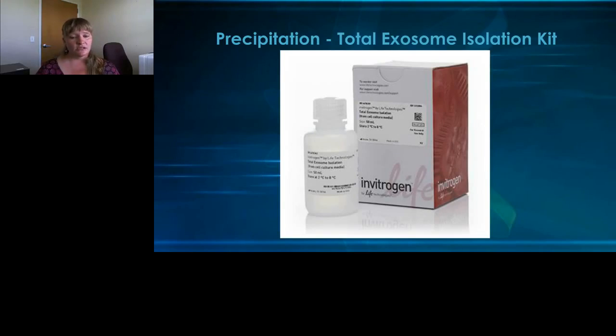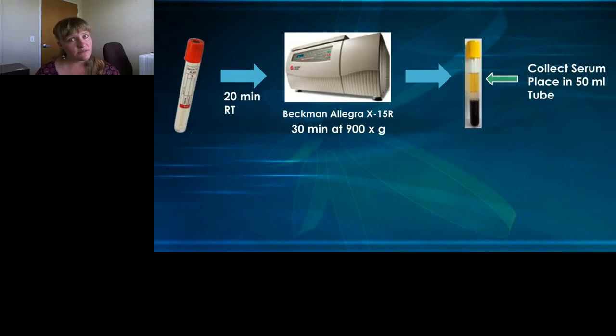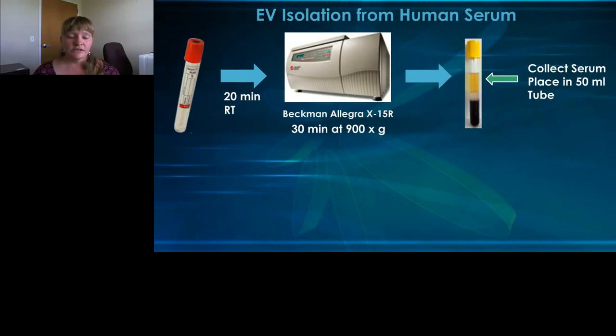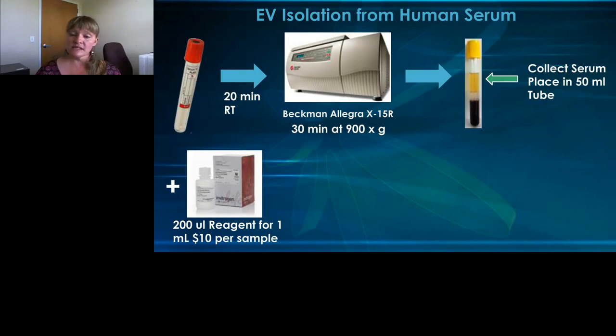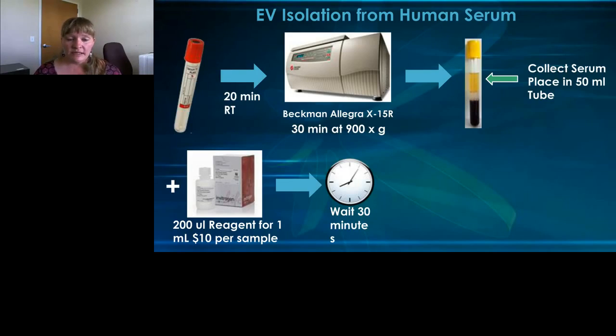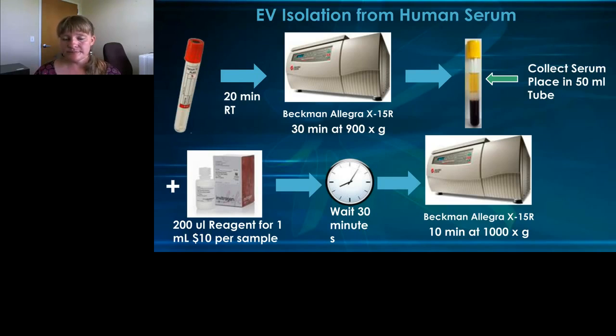The ultracentrifugation EV collection competes directly with the precipitation method via a similar product, as seen on this slide. This is, for example, the total exosome isolation kit. I'll run through the same procedure that you would do with human serum. We go through the same process of collecting the serum. However, the last few steps are slightly different. You add a 200 microliter reagent for 1 ml, which is about $10 per sample, according to the web page. Then you wait for 30 minutes, and then you spin for 10 minutes at 1,000 G. The pellet contains EVs and precipitation medium. So these are the two competing technologies.